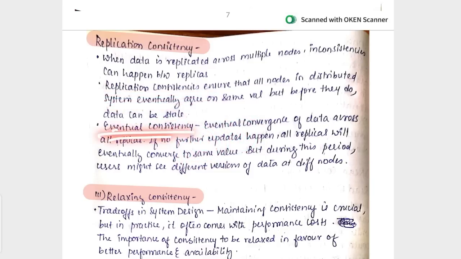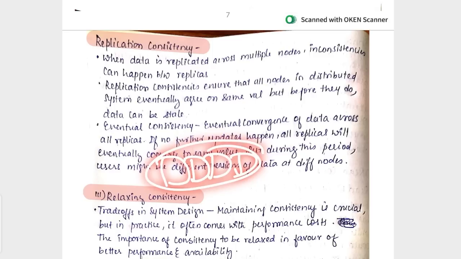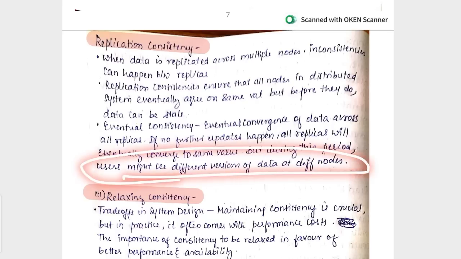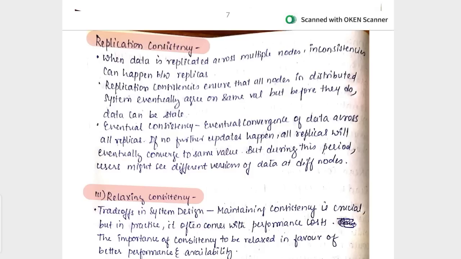Next we have eventual consistency. Eventual consistency refers to eventual convergence of data across all the replicas. That is, if no further updates are happening, then all replicas will eventually converge to the same value. If there are no updates happening, then all these can merge into one value only, right? However, during this period, users might see different versions of data at different nodes, which is natural.